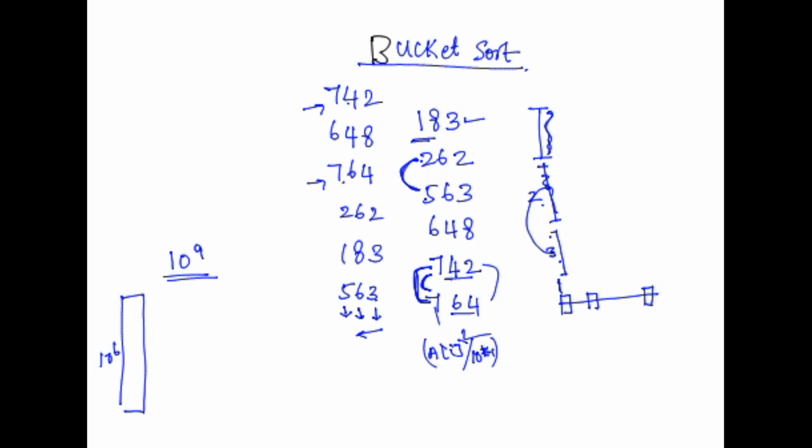One way to distribute these numbers into buckets is to divide by 10 to the power 3. So basically I look at only the first 6 digits, and based on that I put the number in the corresponding bucket. How do you maintain this bucket? If two numbers fall into the same bucket, what I could do is create a linked list there.